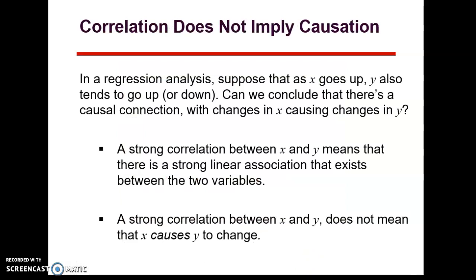So again, correlation doesn't imply causation, it's association. As one thing goes up, something else also goes up. That doesn't mean that one causes the other. It means when one goes up, you probably can look for the other one to go up, but you don't know how much or if it actually causes it, or maybe something's causing them both to go up.